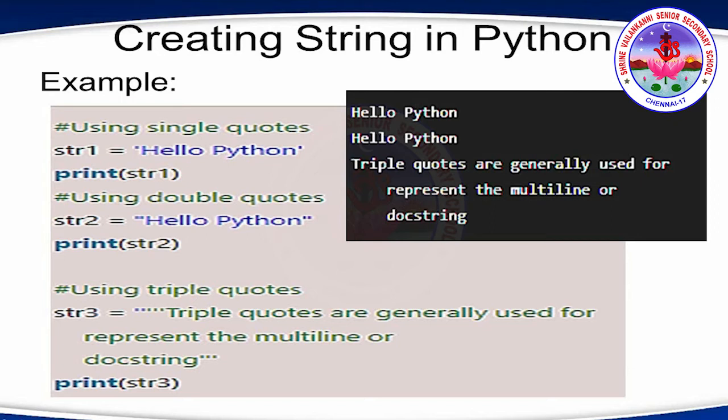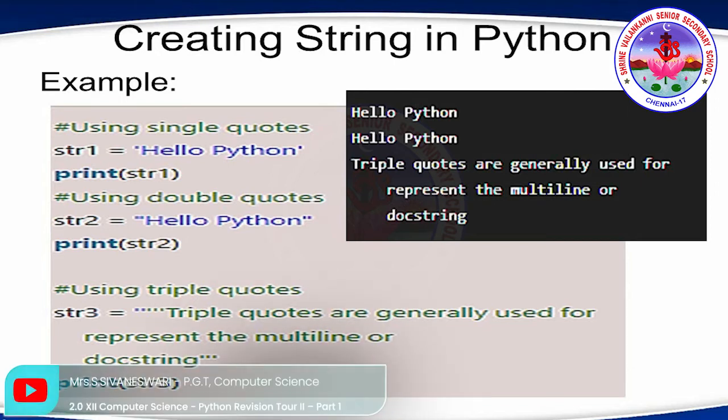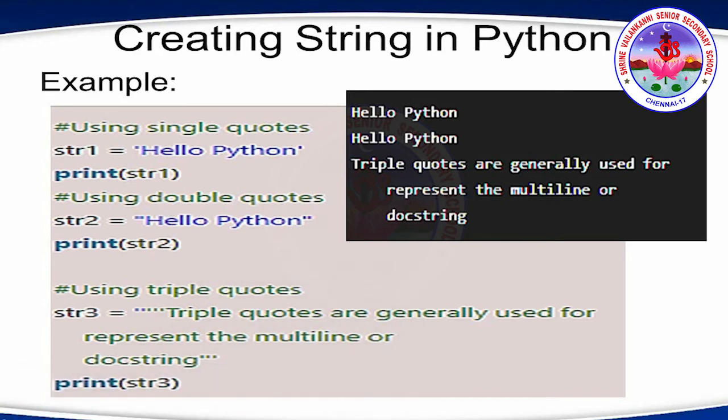Triple quotes are generally used to represent multi-line strings or docstrings. This triple quotes helps to give multi-line statements as a string. Also docstring. Docstring is nothing but text under the function definition which tells what the function does. So here the output is given.